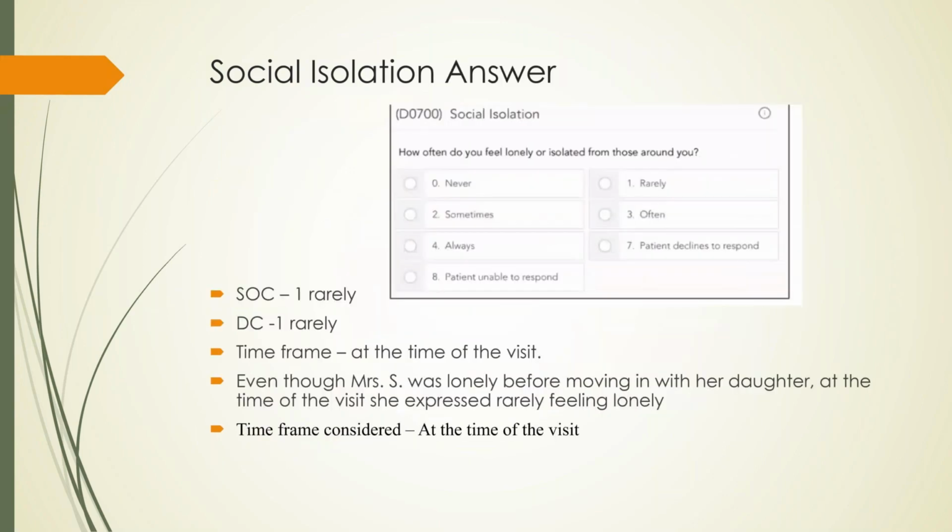The reason is, unlike the transportation question, this one is about what's going on right now. Even though she was lonely prior to being with her daughter, when we admitted her she was with her daughter and wasn't lonely, so everything was good at start of care. At discharge, nothing has changed. She's still with her daughter and still not feeling lonely. So that's the difference. It's the time frame.